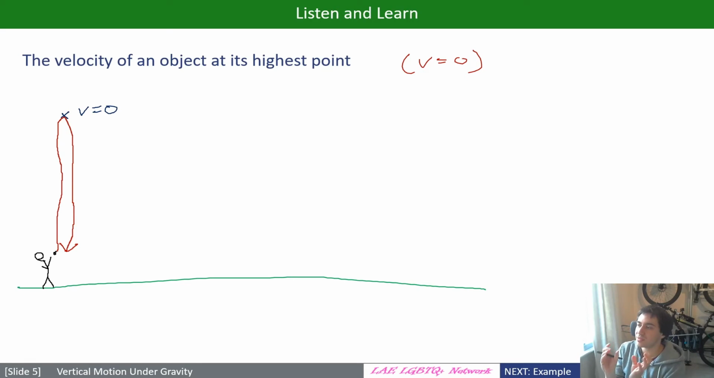So this slide is mainly to just make you remember the following. An object at its highest point, if thrown vertically, will have a velocity of 0 instantaneously. Right, so it only happens for a microsecond. It's got this velocity of 0. After that, it starts falling down. So let's use this in the next example.